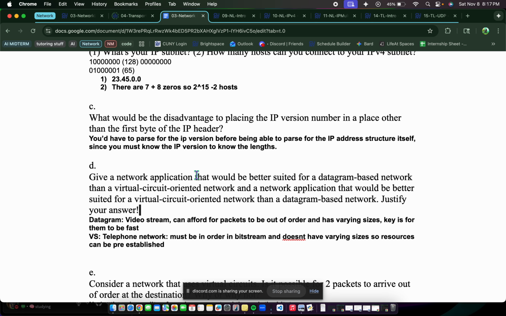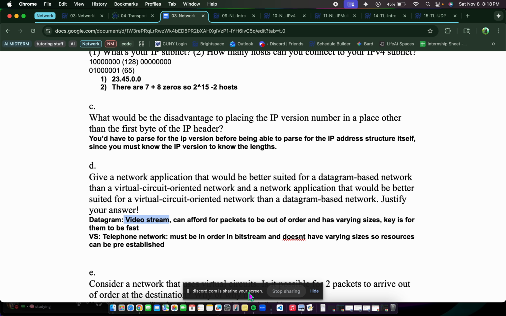And these we could change based on how big it is. So usually datagram would be better if you're sending a text message out or doing video streaming. Video streaming is the ideal answer in a sense, because you could afford for packets to be out of order and you can deal with varying sizes. You want it to be very fast, right? So you want the video stream to be fast. You don't want it to be buffered or anything.